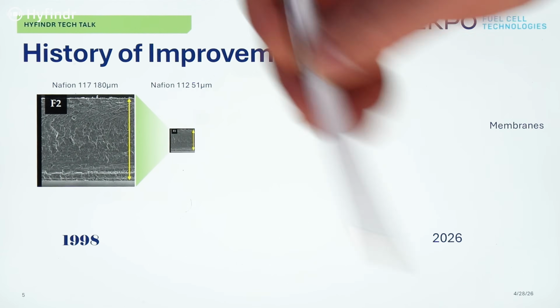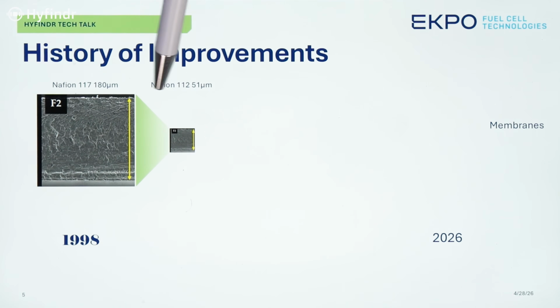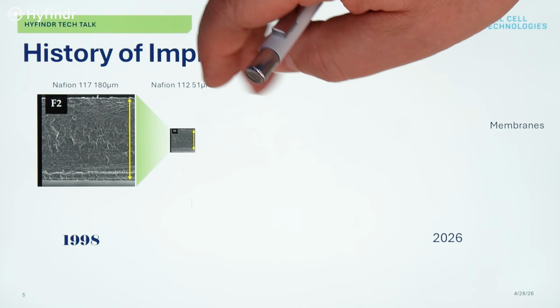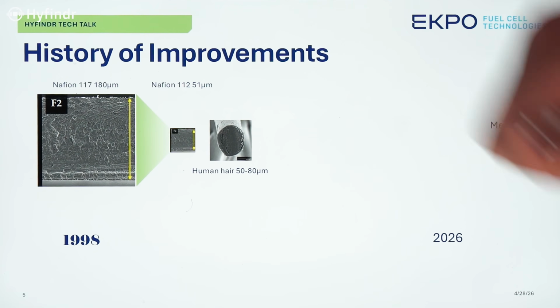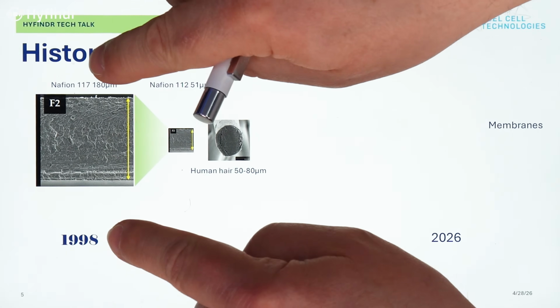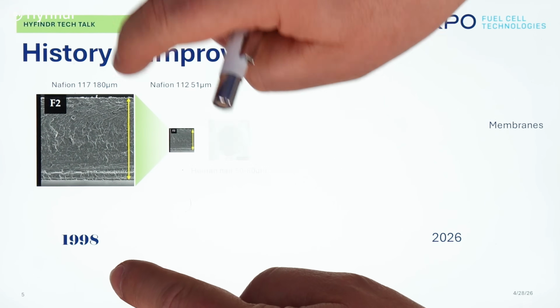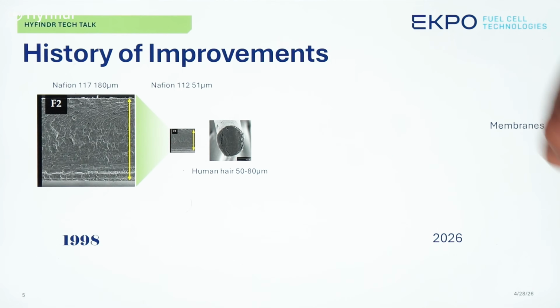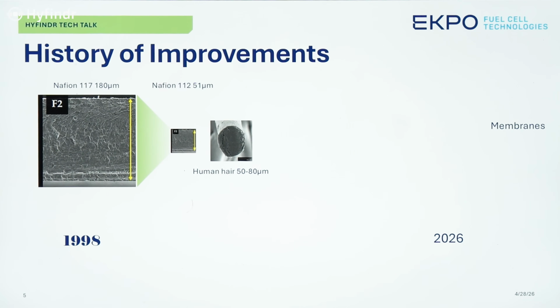Right. So after a while, at the turn of the century, the company DuPont brought out Nafion 112. It's already thinned down to 51 microns, much more, about a third of it. And just for comparison, this is the typical thickness of a human hair. So already at that time, the membrane was only as thin as a human hair. Okay, and on both sides, hydrogen and air, just separated by this thin membrane. This is in 98.